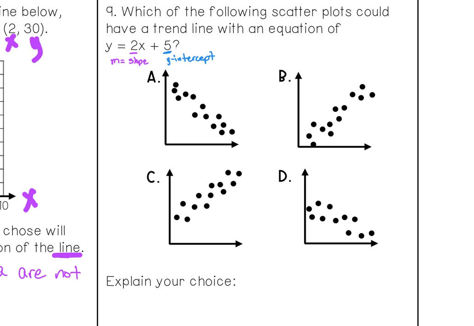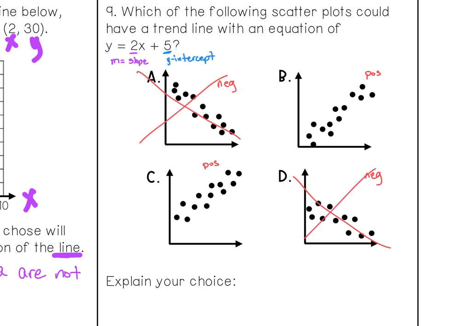Oops, I'm sorry, I messed that up. Oh, goodness. They're all reversed. This one's negative. This one's positive. This one's positive. And this one's negative. It's all right, teachers mess up too, right? So it can't be A and it can't be D.